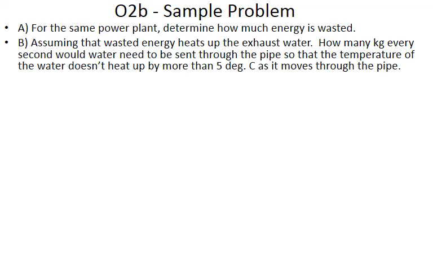Okay, so for the same power plant, determine how much energy is wasted. So that's QL, the heat sink, what's lost here. Then, assuming the wasted energy heats up exhausted water, let's say that lost energy goes into actually heating water. How many kilograms every second would water need to be sent through so that it doesn't heat up more than 5 degrees? So why don't you work through this one as well?